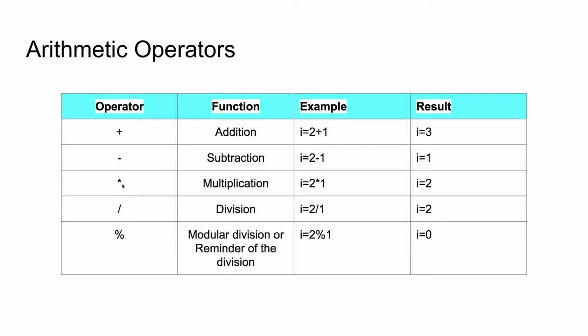Multiplication is star, 2 star 1 equals 2. Division, 2 divided by 1, which equals 2. Modular division or remainder of division is found using this operator. 2 percent 1, or 2 modulo 1, is 0. Next are relational operators. Relational operators are operators that define some kind of relation between two entities.